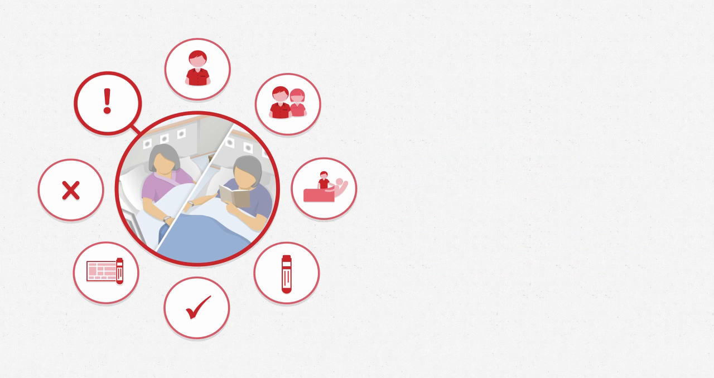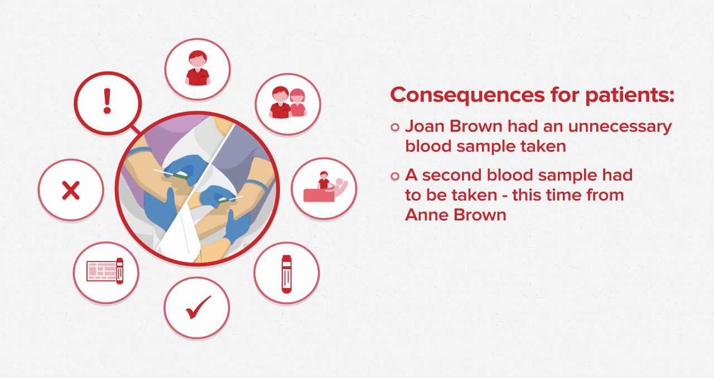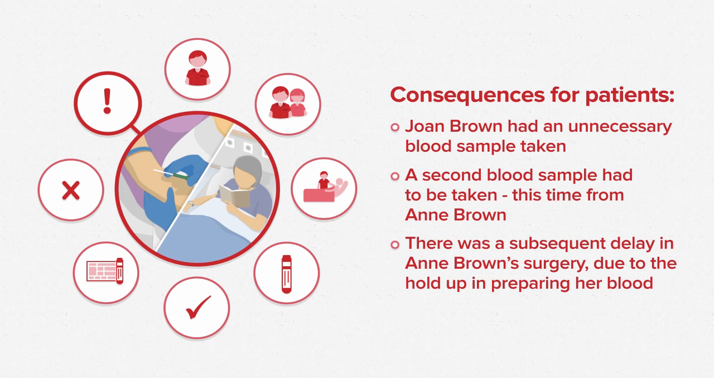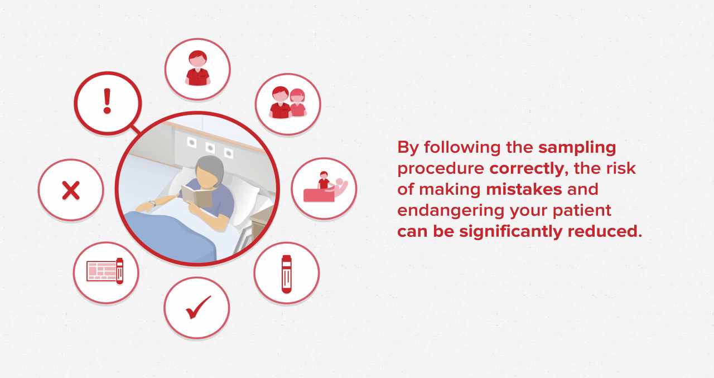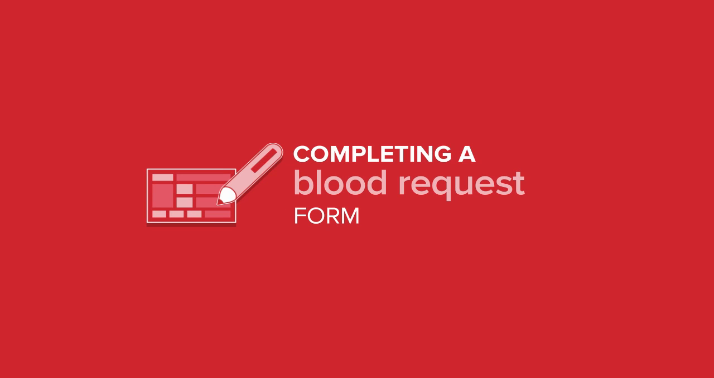Although a sample error was detected in this case, it still had consequences for both Anne Brown and Joan Brown. Joan Brown had an unnecessary blood sample taken. A second blood sample had to be taken, this time from Anne Brown, and there was a subsequent delay in Anne Brown's surgery due to the hold-up in preparing her blood. By following the sampling procedure correctly, the risk of making mistakes and endangering your patient can be significantly reduced.